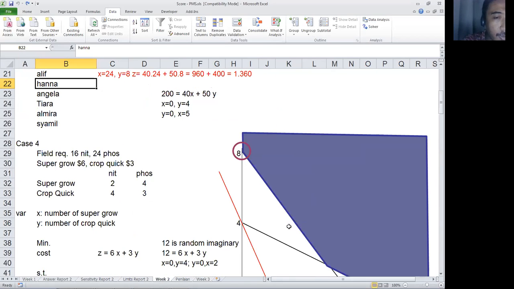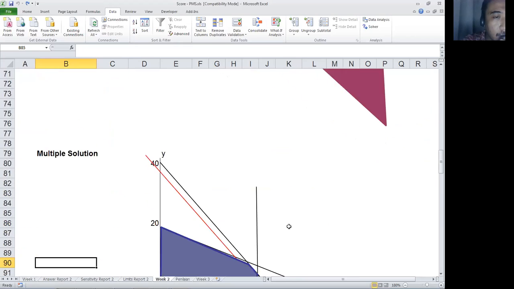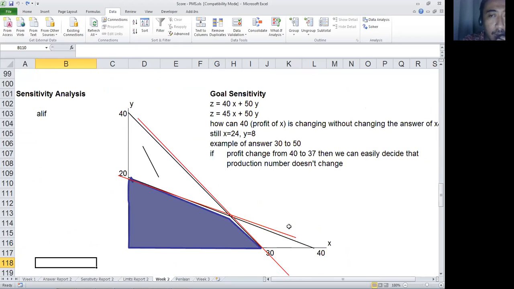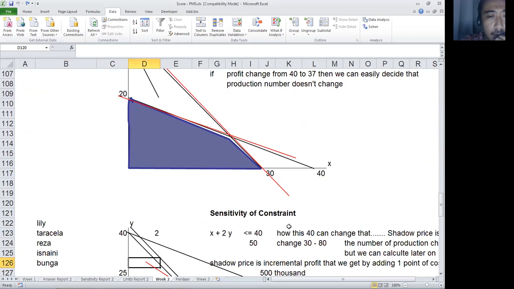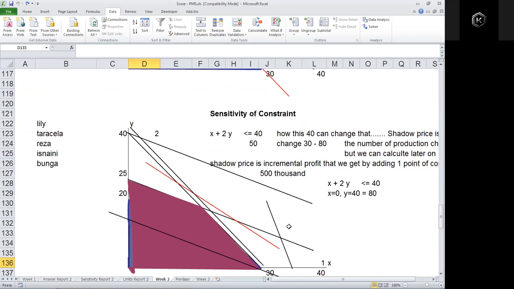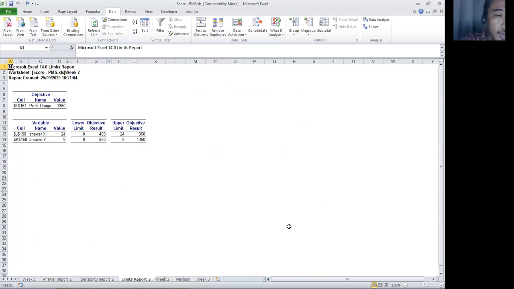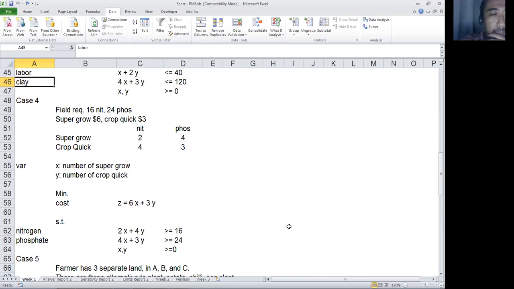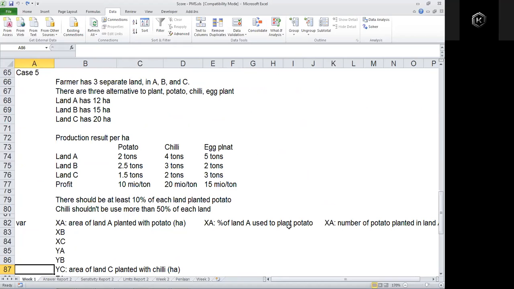Case 5, so which one, Alif? I think in your file, case 5 is in the week 1, sir. Oh, in the week 1, sorry. Okay, this one, okay. Then? Yes, in the sensitivity report.